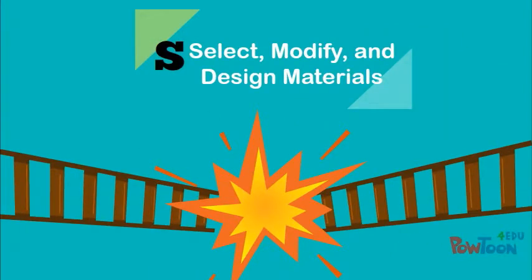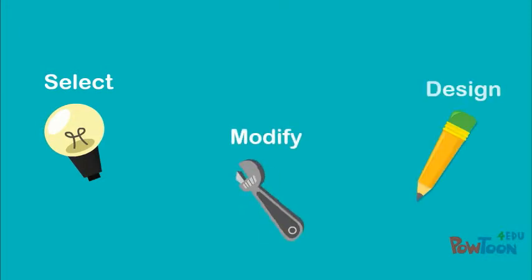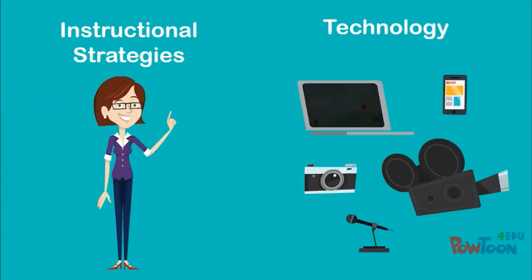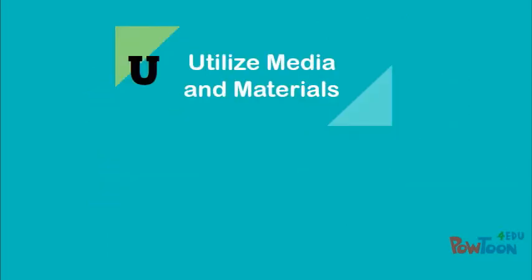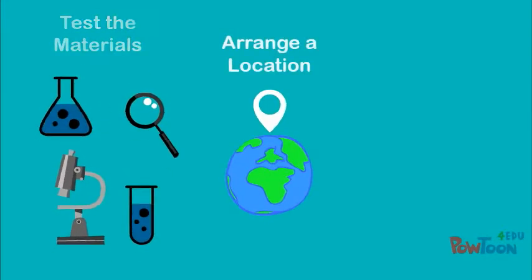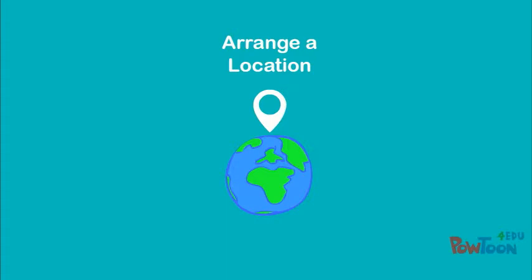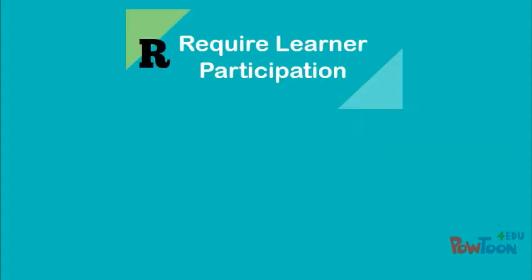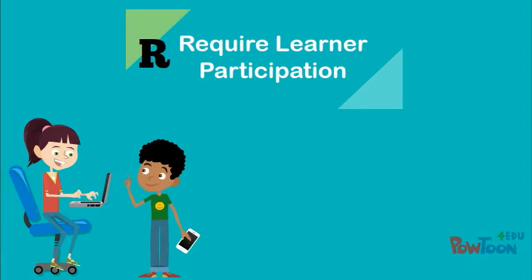To close the performance gap, the designer needs to select, modify, or design materials for the instruction. Designers need to consider both the instructional strategies and technology, media, and materials necessary to complete the unit. Once the materials have been selected, now they must be implemented. Be sure to test the materials before beginning the actual instruction, arrange a location and proper seating, and prepare both electronic and non-electronic materials.